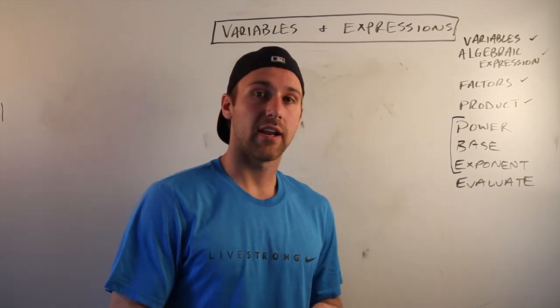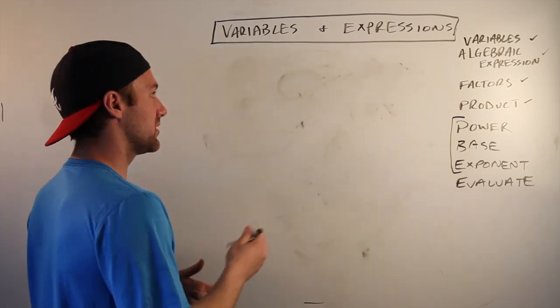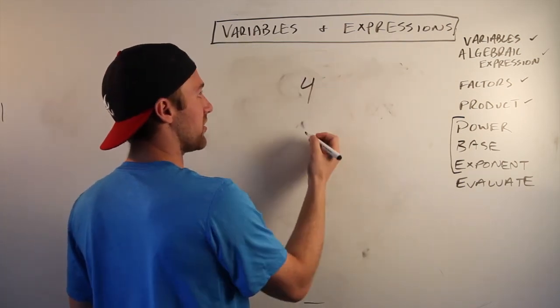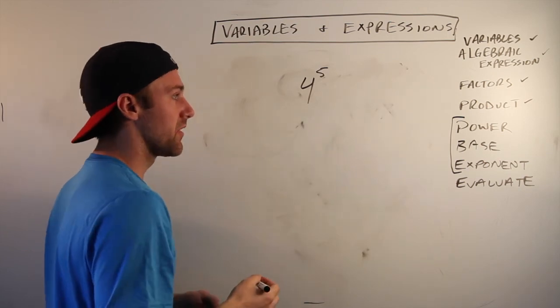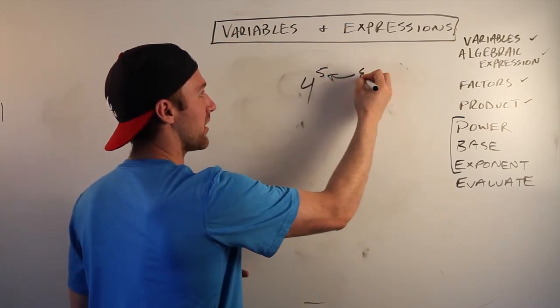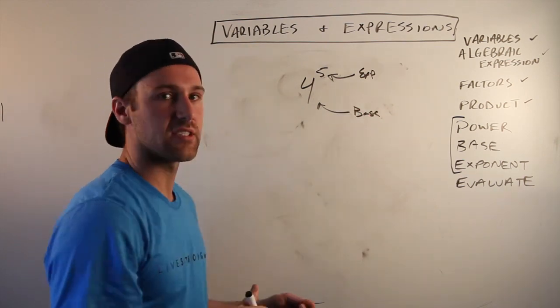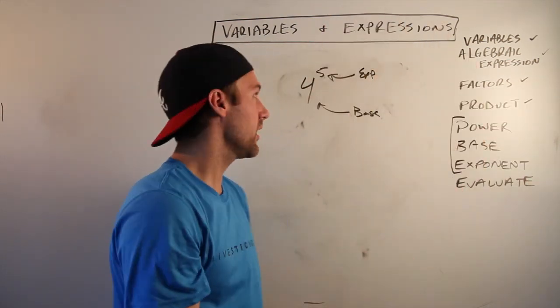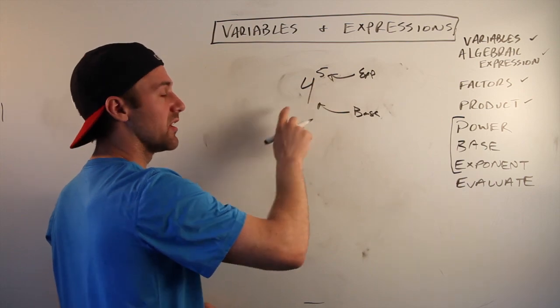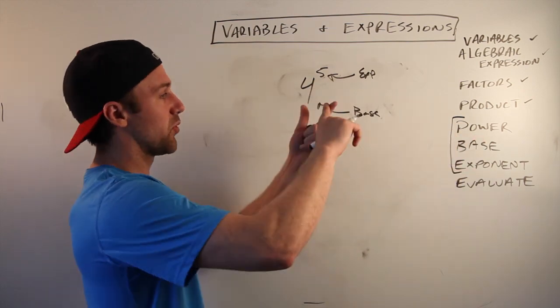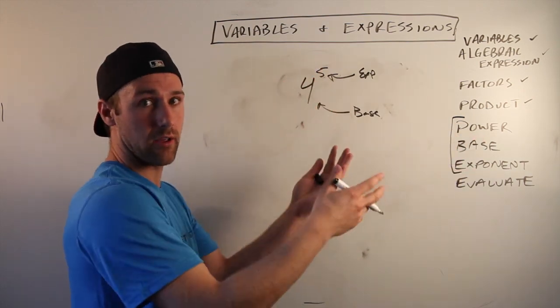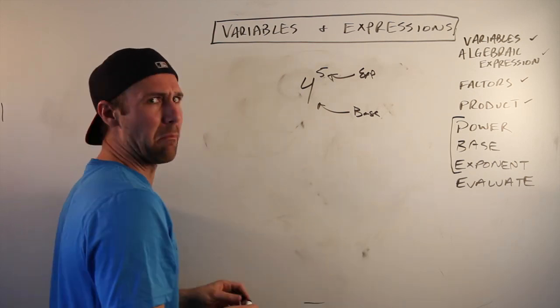Okay, so what we're looking at are powers. You'll see something like 4 to the 5th power. This is called your exponent, and this is called your base, but the terminology still says to the power. That means you're multiplying 4 times itself 5 times. 4 times 4 times 4 times 4 times 4, and that's what you get, which is like a billion.